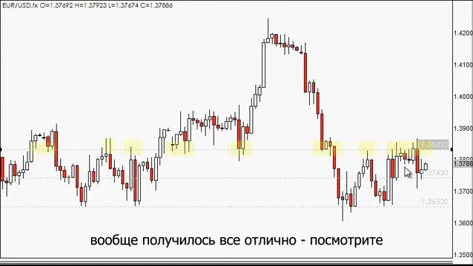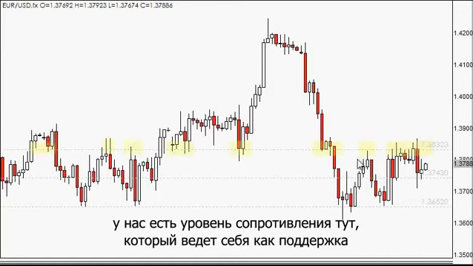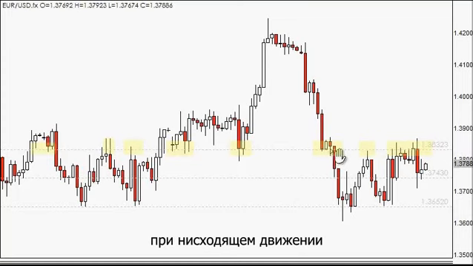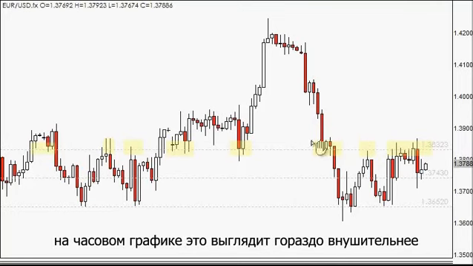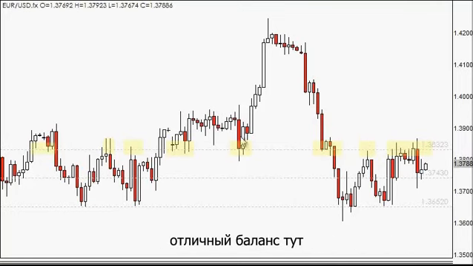Actually works out perfectly. Check that out. We've got some nice resistance up here, acted as support on the way down. You could see that the price had trouble breaking it for 2 4-hour candles. So on the 1-hour chart, that would look a lot more significant. Nice strong bounce here.